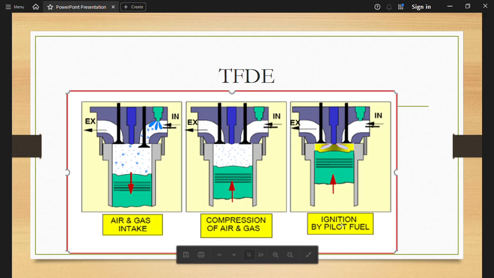Okay, ignition by pilot fuel. So at that time, you can see here, when the piston reaches just before the TDC, then you have what is known as ignition by pilot fuel. Pilot fuel is injected.